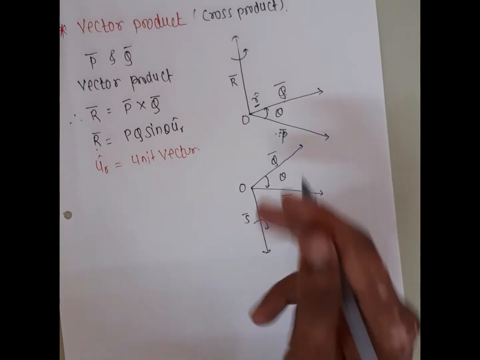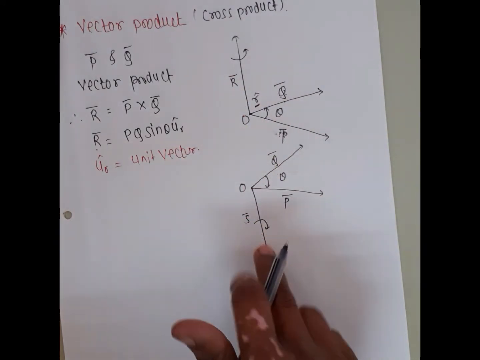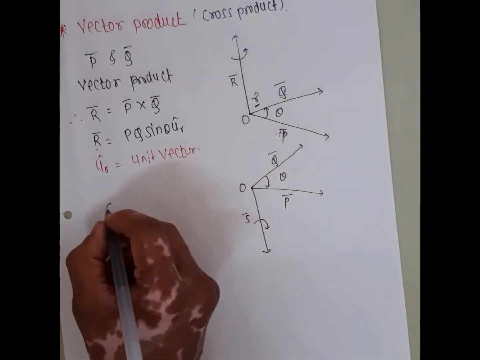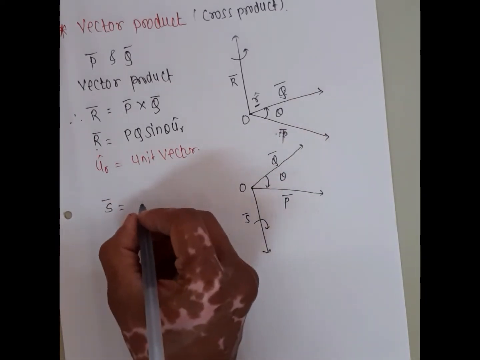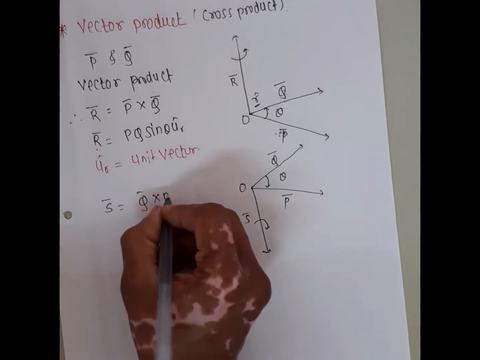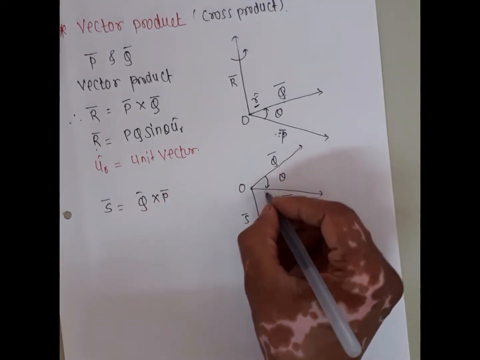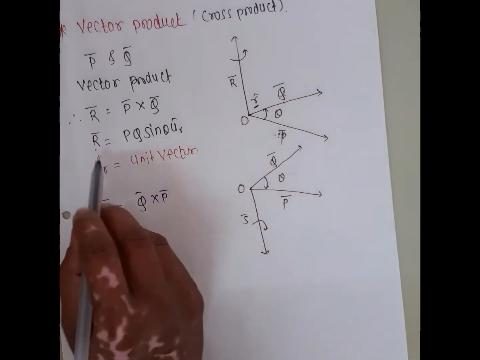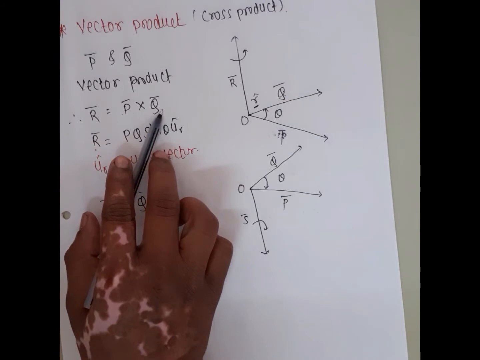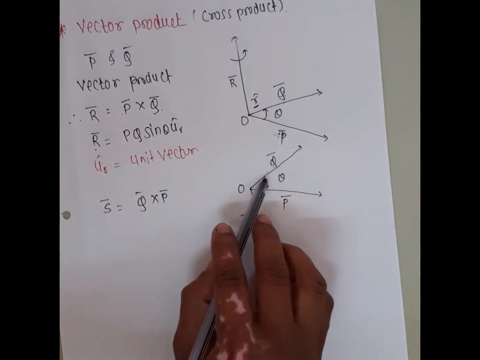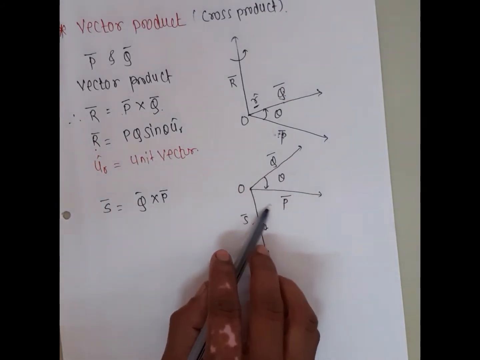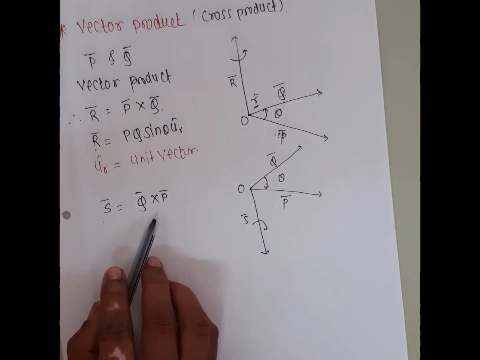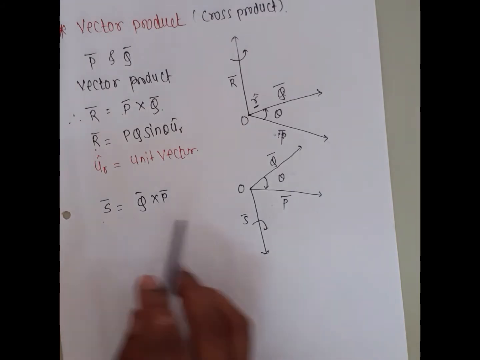For another diagram, the vector product is written the same way, but instead of r we use s bar. So s bar is written as q bar cross p bar, because of the direction of the angle. In the first diagram the angle direction is p bar to q bar, so we write p bar cross q bar. Here the angle direction is from q bar to p bar, so s bar is equal to q bar cross p bar.